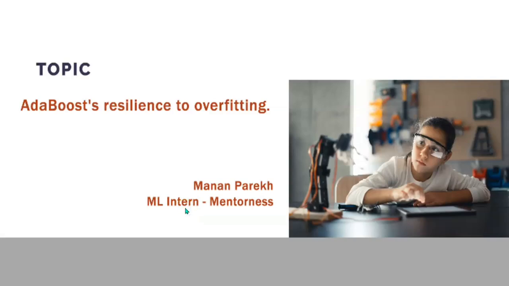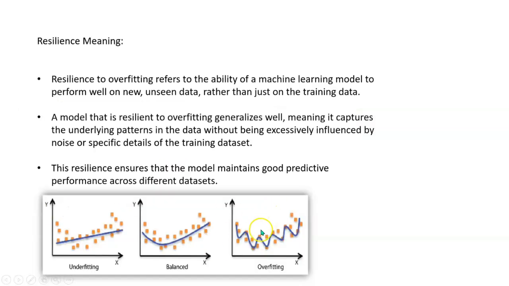So hello everyone, our topic is AdaBoost resilience to overfitting. Basically, overfitting means that when there are too many data points, our model tries to include each and every data point to predict the results. And so whenever there is a new data point to predict the result, it will not give accurate results. So resilience to overfitting refers to the ability of a machine learning model to perform well on new unseen data rather than just on the training data.